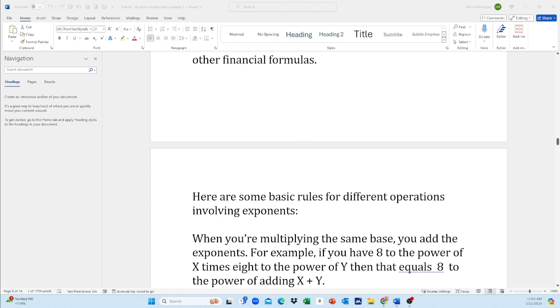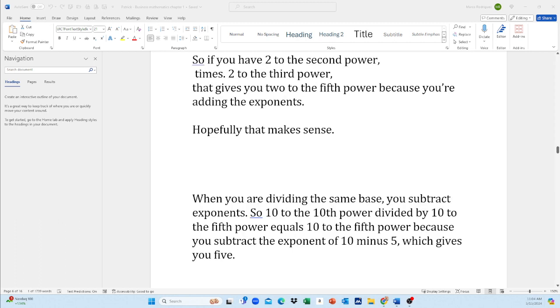Here are some basic rules for different operations involving exponents. When you're multiplying the same base, you add the exponents. For example, 8 to the power of x times 8 to the power of y equals 8 to the power of x plus y. So if you have 2 to the second power times 2 to the third power, that gives you 2 to the fifth power because you're adding the exponents. Hopefully that makes sense.